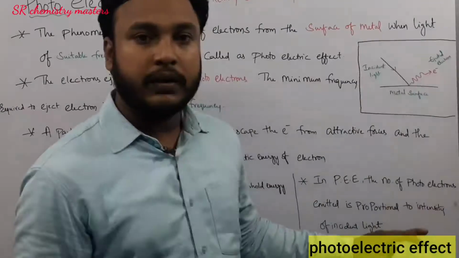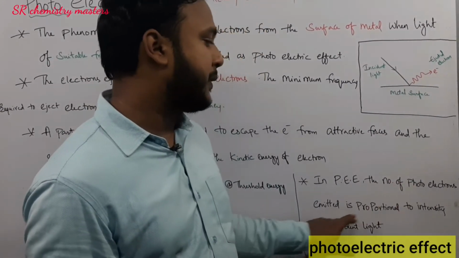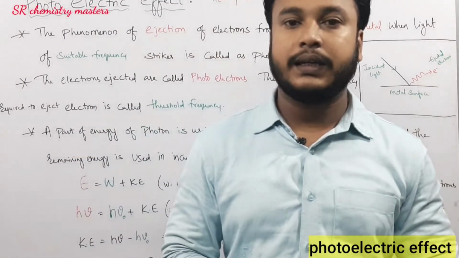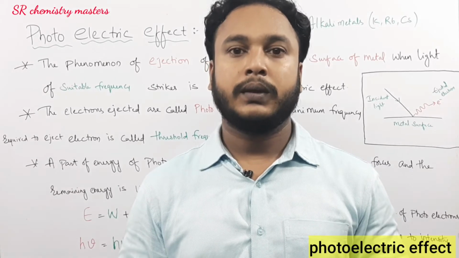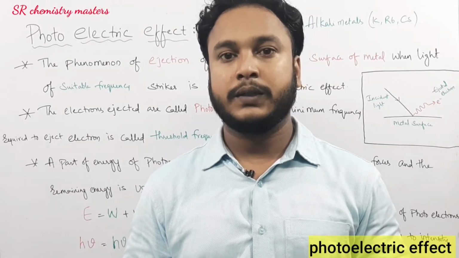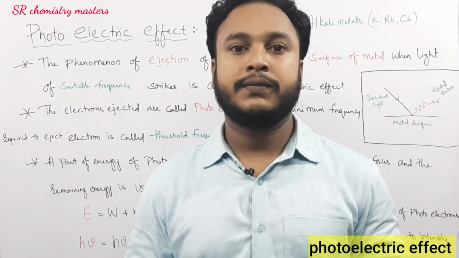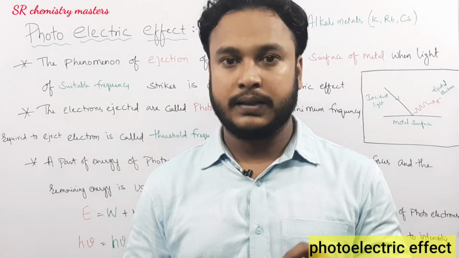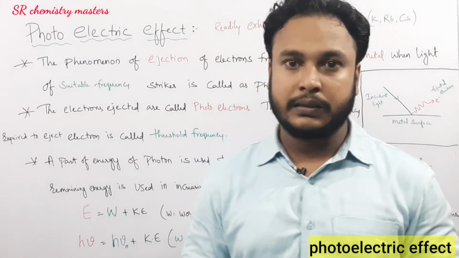In photoelectric effect, the number of photoelectrons emitted is proportional to the intensity of the incident light. If the intensity of the incident light is more, more electrons are ejected from the surface of the metal. If the intensity of light is less, or else the frequency of incident light is less, fewer electrons are ejected from the surface of the metal.